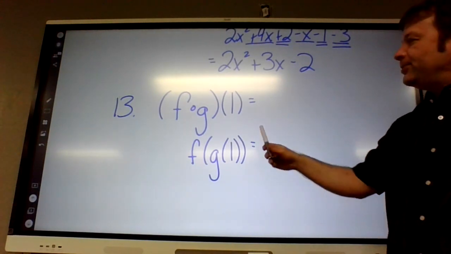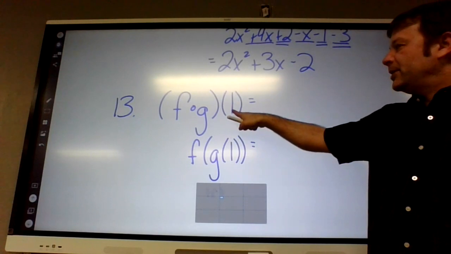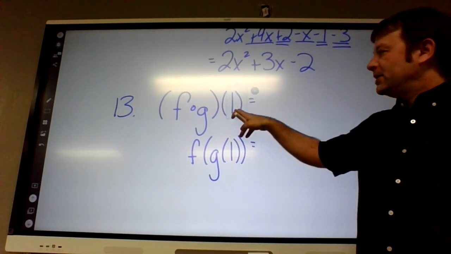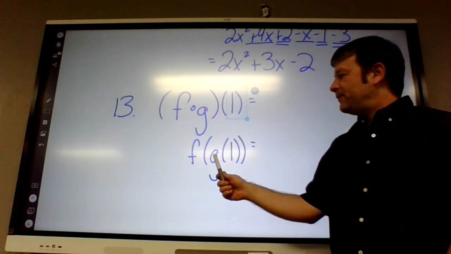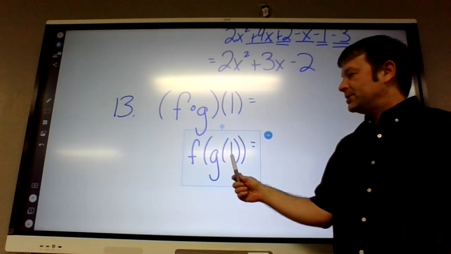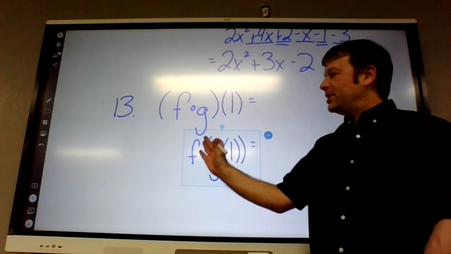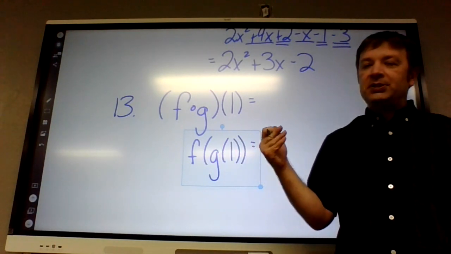Okay, anyways, you guys see what's different on number 13? They put a 1 right there instead of an x, so that's part of the difference. So what this means, here's another way to look at it. We need to figure out what g of 1 is, and whatever that answer is, we're going to do f of that. So what is g of 1?